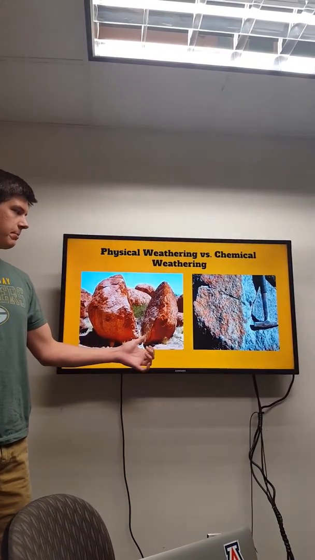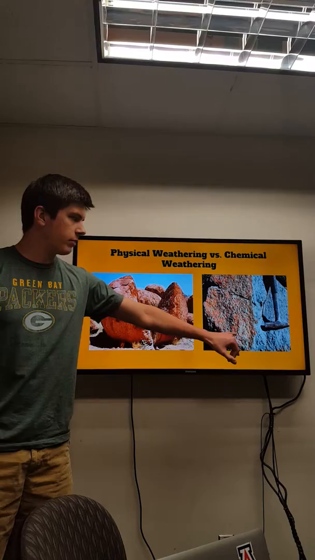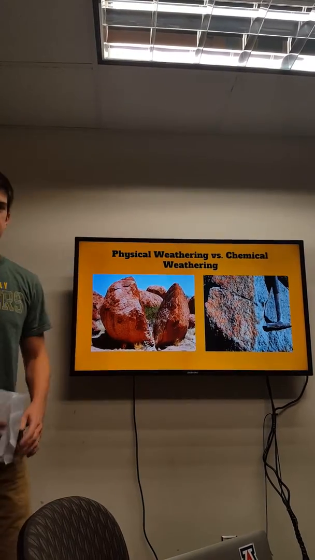There are two different types of weathering. To truly understand what chemical weathering is, you also have to understand what physical weathering is. Just for reference, this is an example of chemical weathering. The rock split in half, and the rock with two different colors on it is an example of chemical weathering.